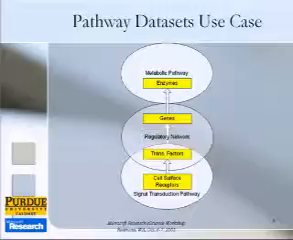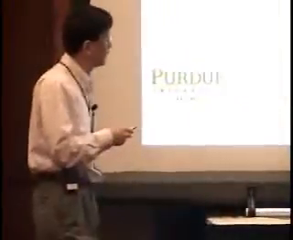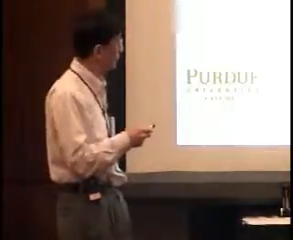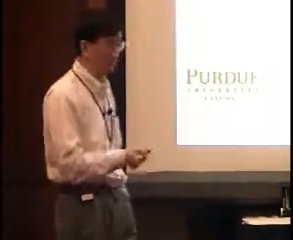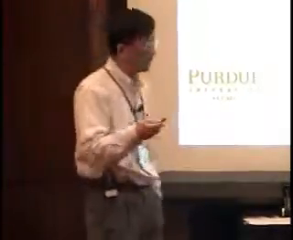Now, I'll give you a scenario here about how to use different data sets in biomedical research. For example, if a biologist is interested in some enzymes in a metabolic pathway, he may find that those enzymes are actually translated from some genes. And then later on, he may find that those genes are regulated by some transcription factors. Further search may indicate that those transcription factors may be triggered by some cell surface receptors.